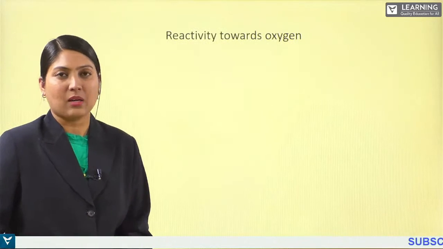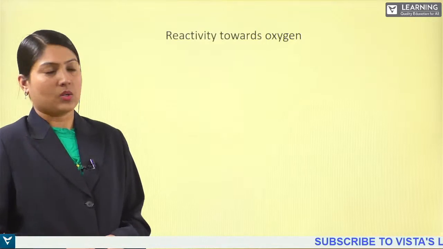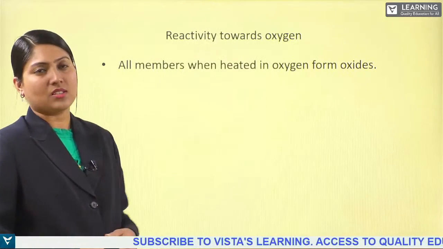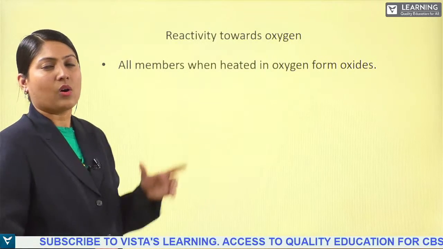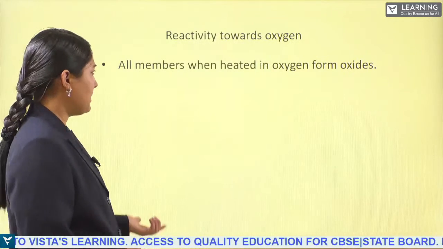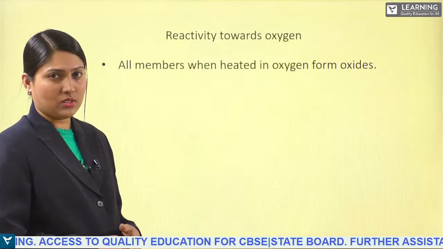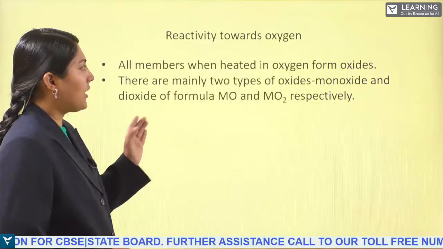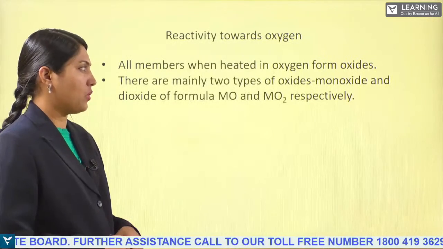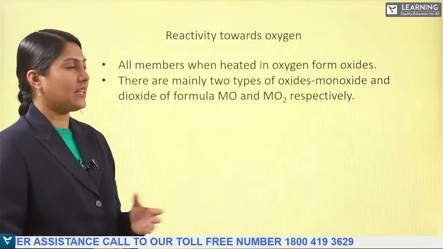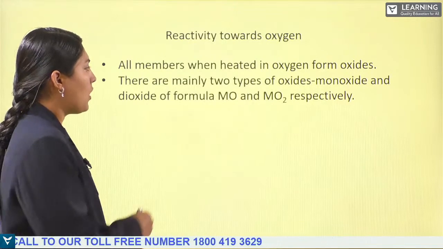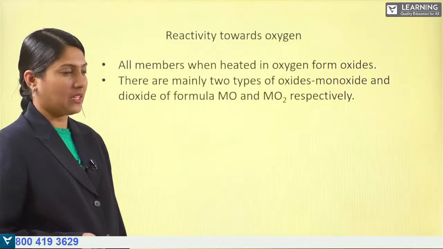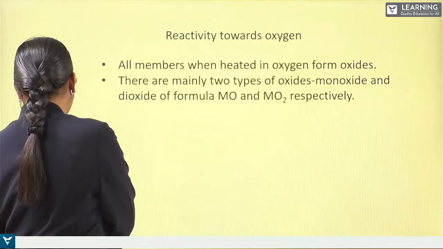So next we are speaking about reactivity towards oxygen. All members, when heated in oxygen, form oxides. All these 14 group elements form oxides when reacted with oxygen. There are mainly two types of oxides, monoxide and dioxide. The formula, you can just take it as MO or MO2 respectively. Why do we get this MO or MO2 respectively?